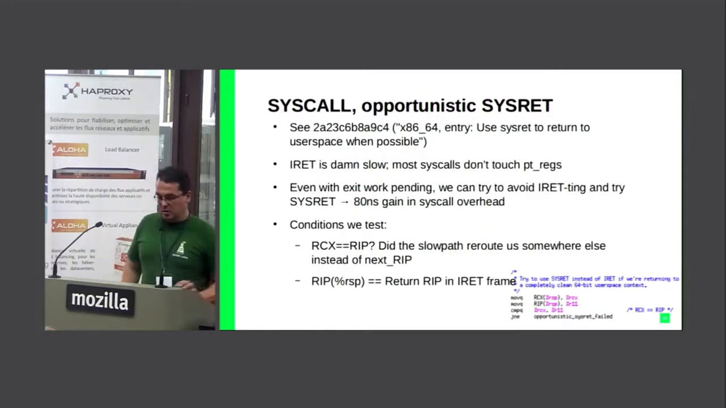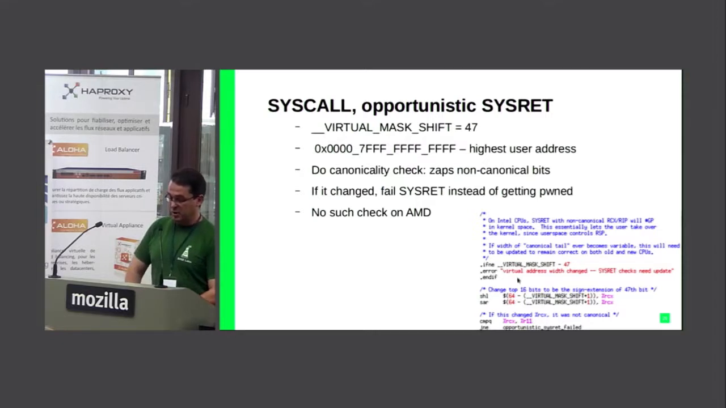Okay. All right, so what we do is just test whether RCX is equal to RIP. RCX contains the user RIP, and the other RIP is the RIP that's on the IRET frame that we save too. So if those are not equal, we return with IRET. We also check whether the RIP we're going to return to is canonical. Canonical means the first 16 bits are either ones or zeros. And Intel checked that. So if you sysret on Intel with a non-canonical RIP, the thing GPs in kernel space. But you control the stack, and that's a security issue. And this is what this check does. It can happen. AMD doesn't do that.